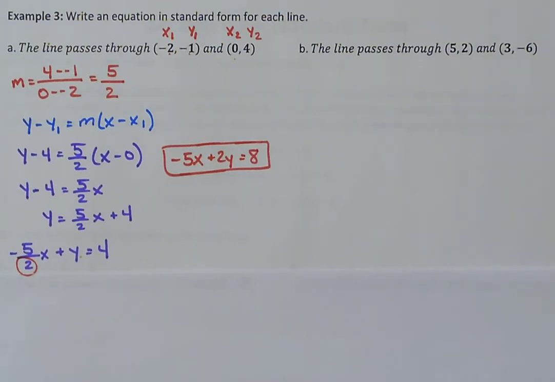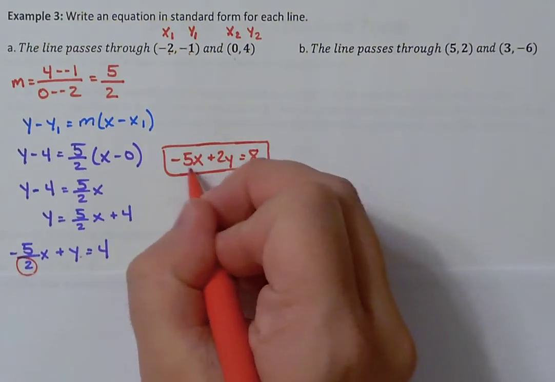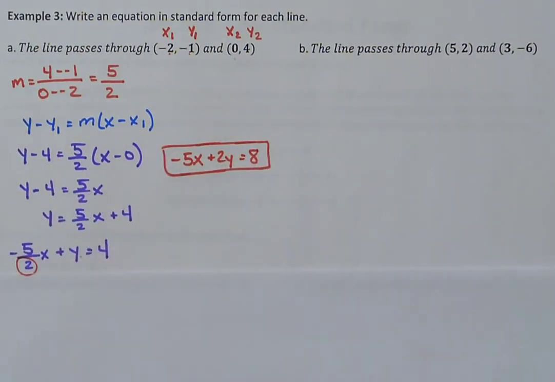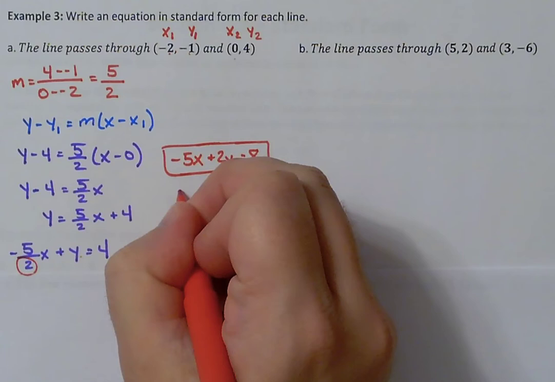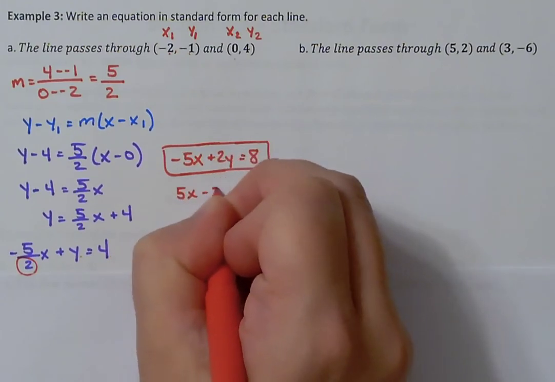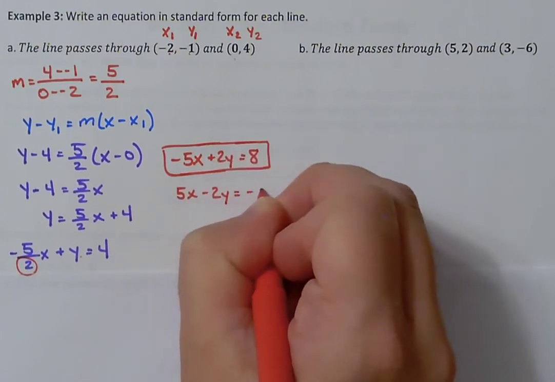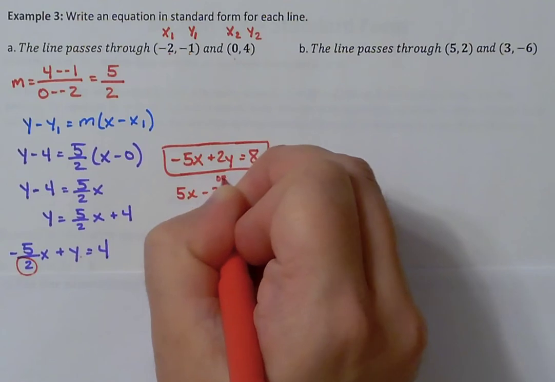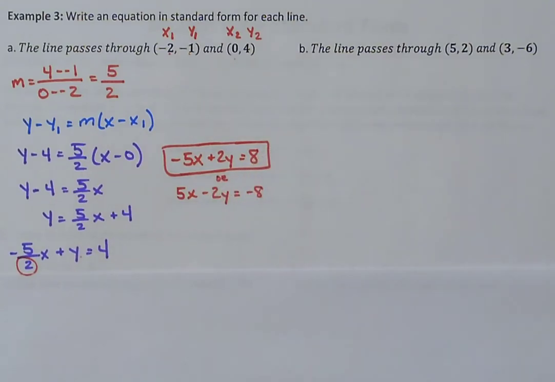Now, if for some reason they don't like the negative out in front, you just have to change all the signs. So another way I could write this would be positive 5x minus 2y equals negative 8. So that would be an alternate way to write it. Now, I know it feels like that's a long, drawn-out way to use point slope because that one took longer, but that's really just because it had a fraction. If it doesn't have a fraction, that does end a little bit quicker.